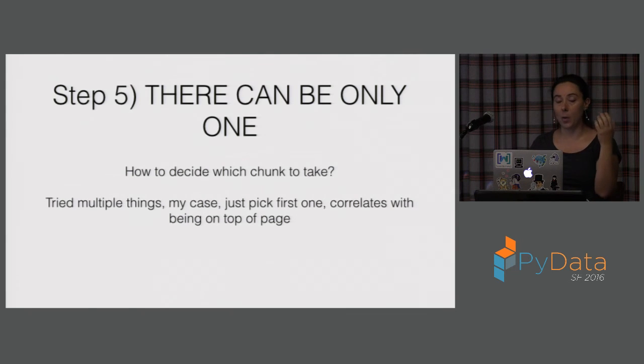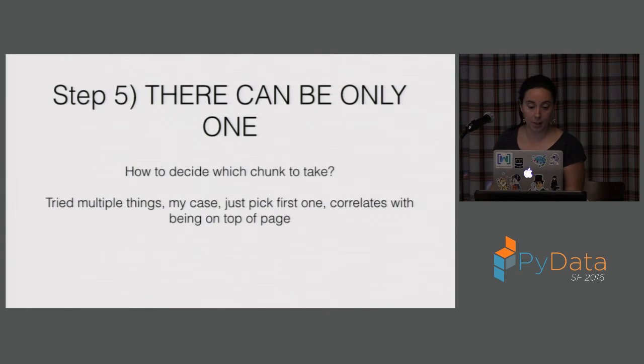I tried picking the one that occurs the most often in the list of true chunks, if you had a whole bunch of chunks that were labeled as a publication date. It turns out what worked best is literally just picking the first one. My best guess is it just correlates with being at the top of the page, which is usually where the publication date is. So that just worked out as the best thing.